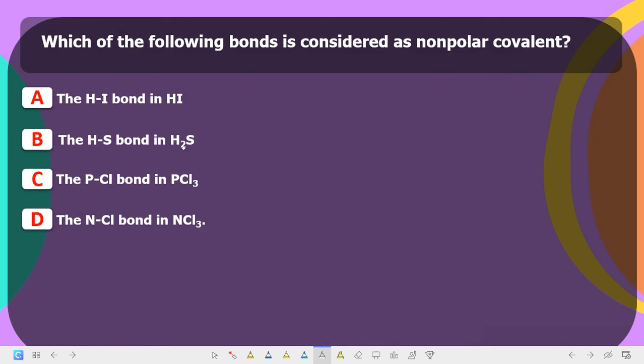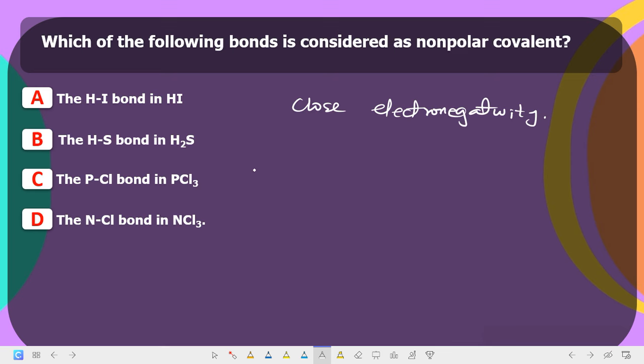Which of the following is considered as nonpolar covalent? Now, nonpolar covalent bond is, there are covalent bonds that have close electronegativity difference. Okay, so all covalent bonds with close electronegativity difference are called nonpolar. If the electronegativity of the two atoms are close, you call it nonpolar covalent.